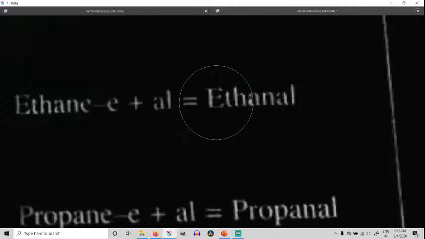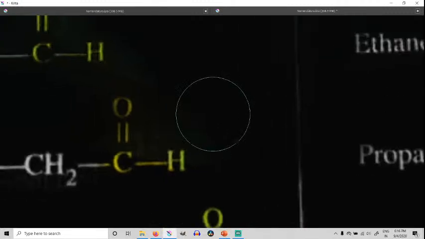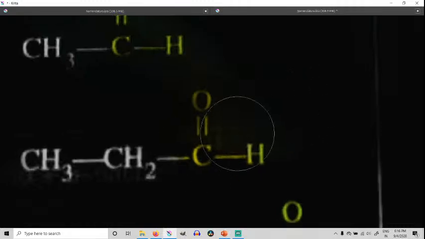We can see eth, why? Because two carbon atoms. An, why? Because the basic parent chain is from alkane, right? And al, why? Because aldehyde is present. Since aldehyde is present, we have to attach al as a suffix. Understood? Now you have to give me the name of this. Tell me what should be the IUPAC name of this.